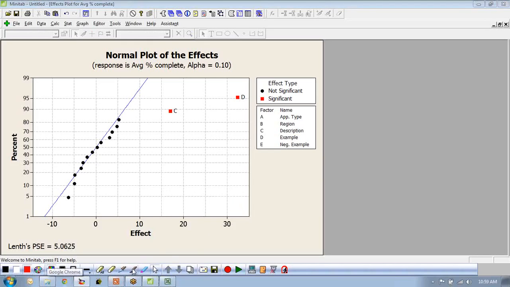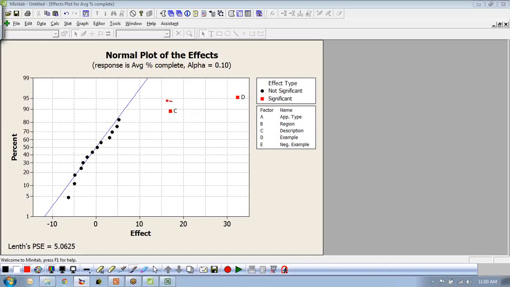Nothing earth-shattering on this, but I want you to notice a couple of things. First of all, there's all these dots over here. Now, the idea on the normal plot is that the stuff that's on the line is basically just noise. It's just normal noise. It adds normal small variation. It's basically like common cause variation.